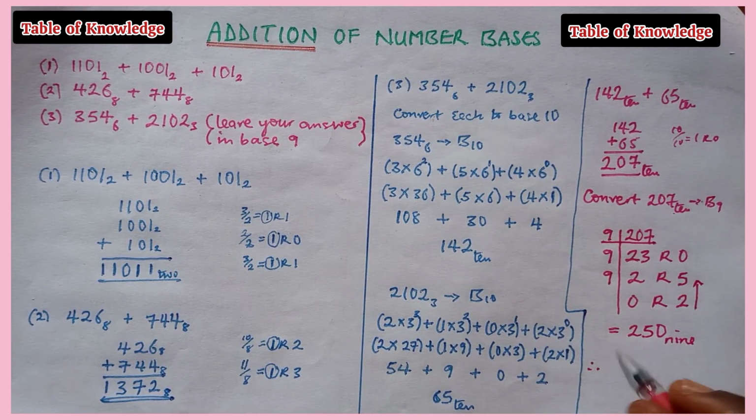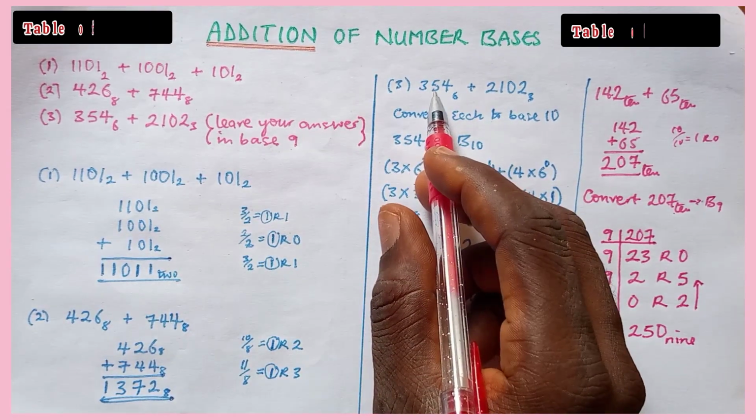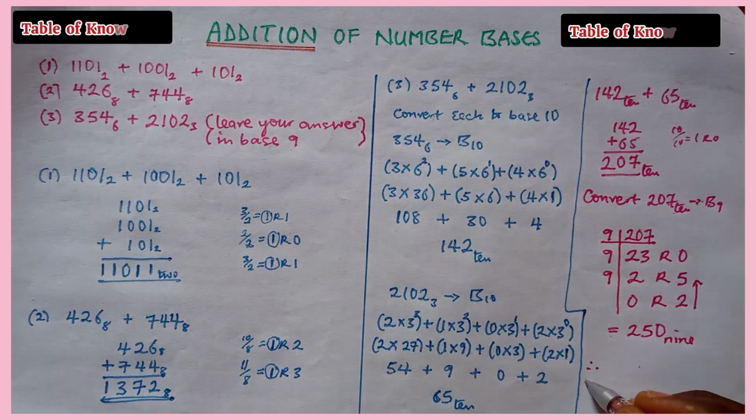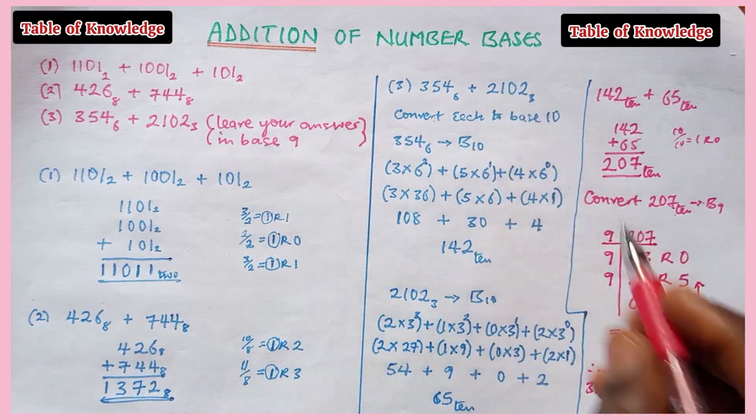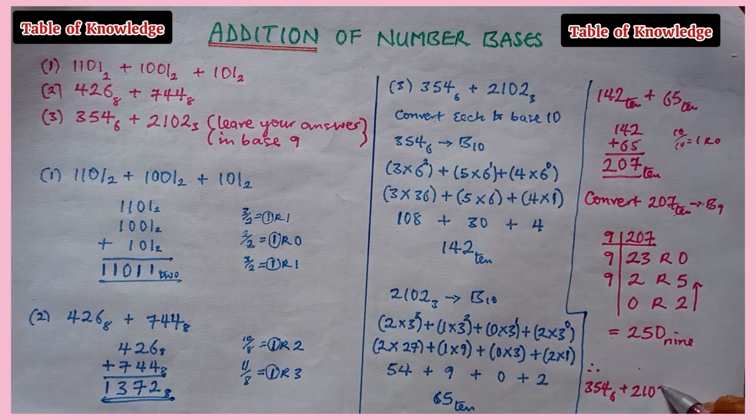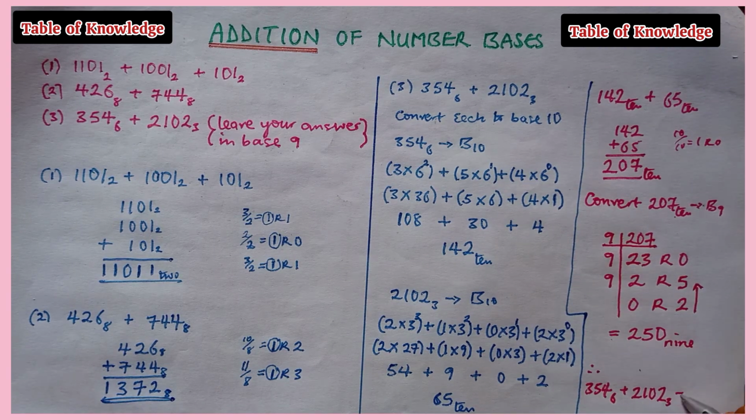So therefore, 354 in base 6 plus 2102 in base 3 is equal to 250 in base 9, and that becomes the answer.